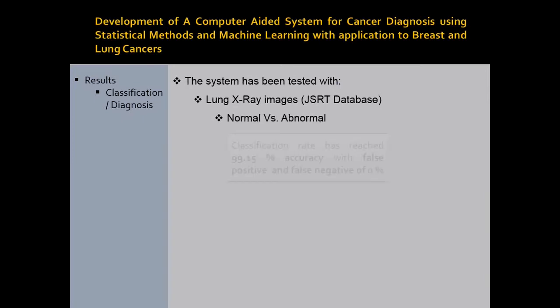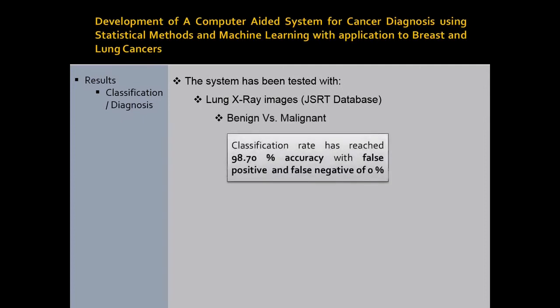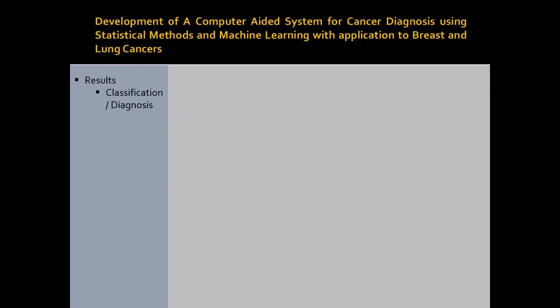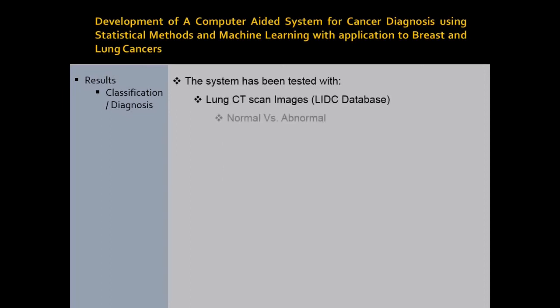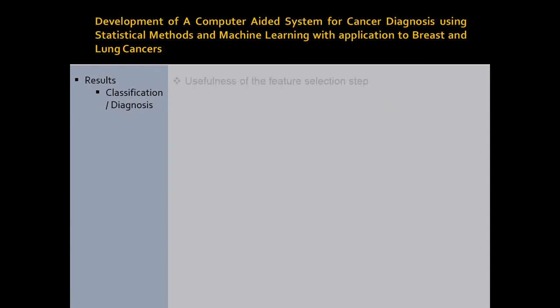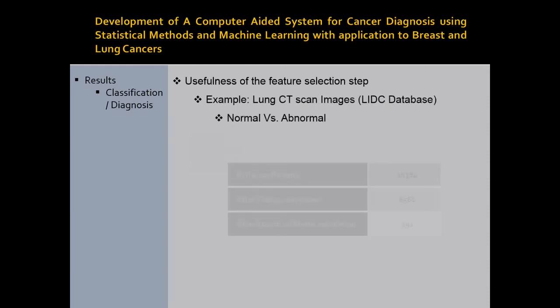And here we can use X-ray images too, and the result was almost perfect again. And we can use benign, malign. There are 2 types of cancer, benign and malign. One is dangerous, the other one is not. And we can use CT scan images here too. We do the normal, abnormal, and there's a lot here.